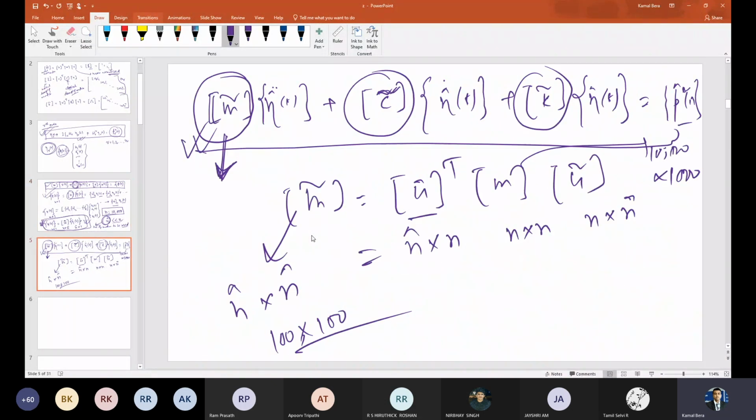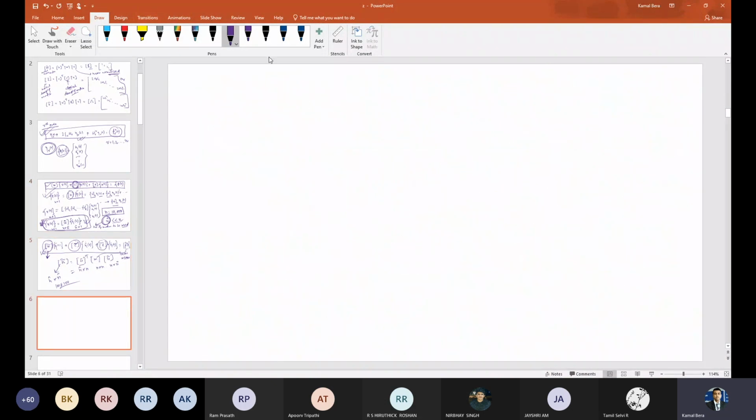What is the reason? If I go deep into the detail, let's say this is a cantilever tower. So what is the first mode? The first mode of vibration will be like this, right?